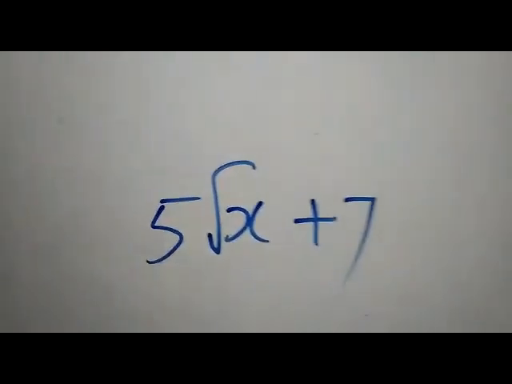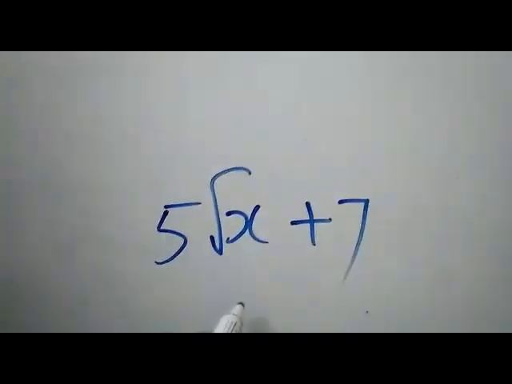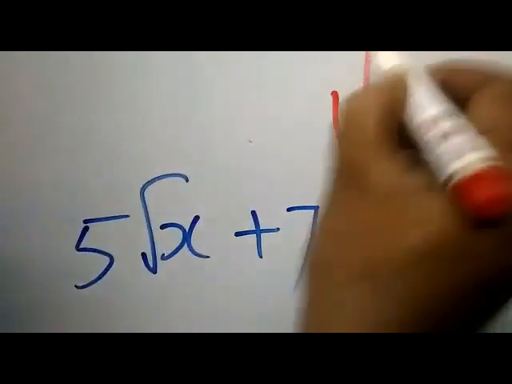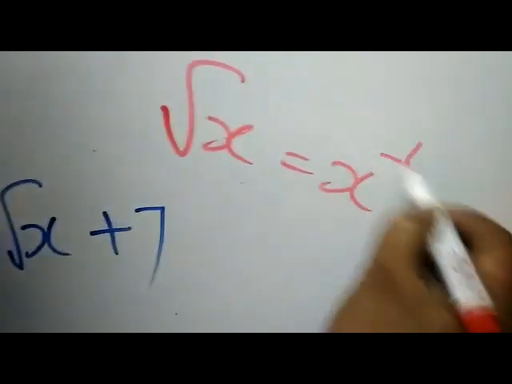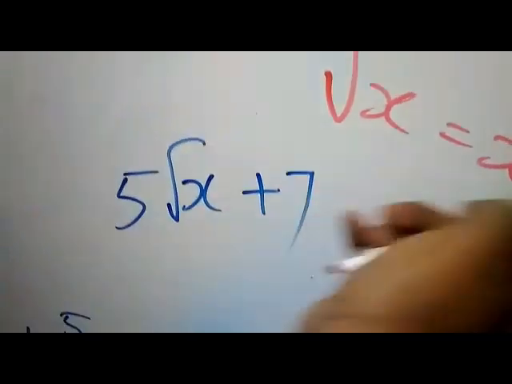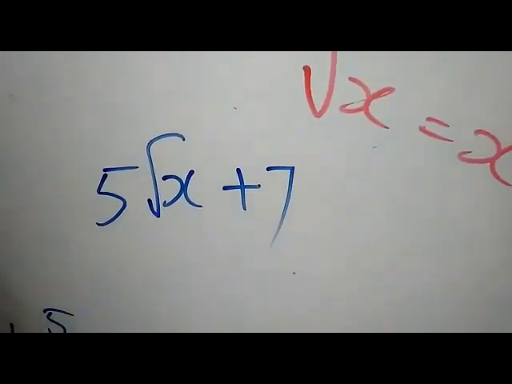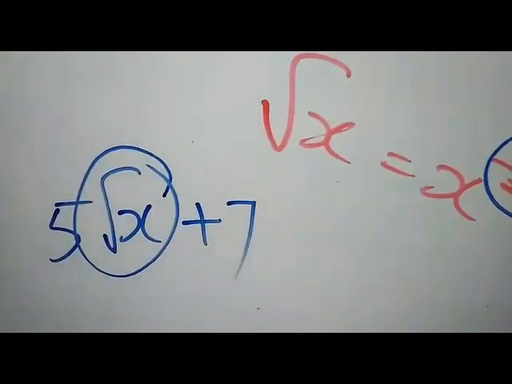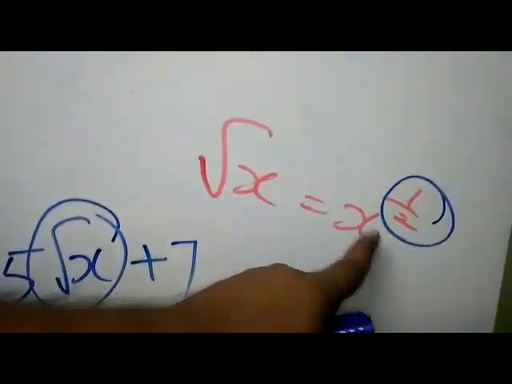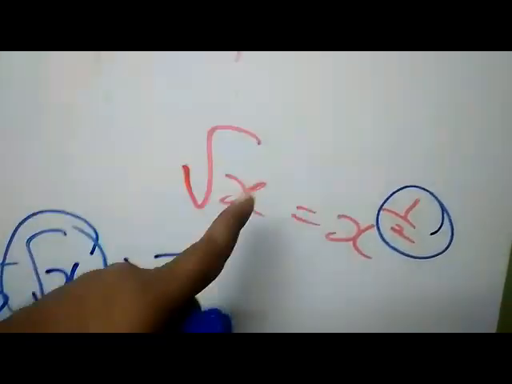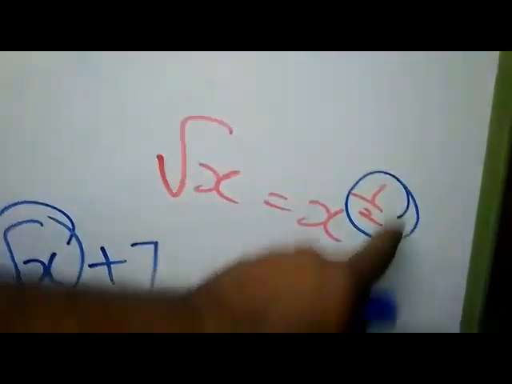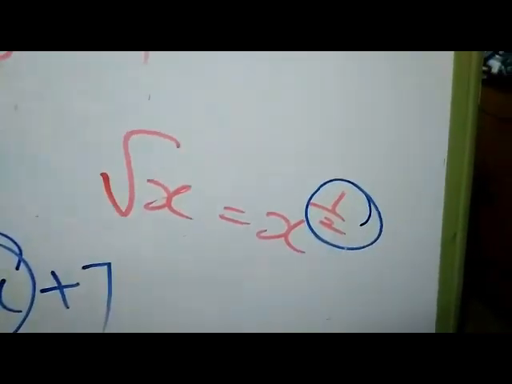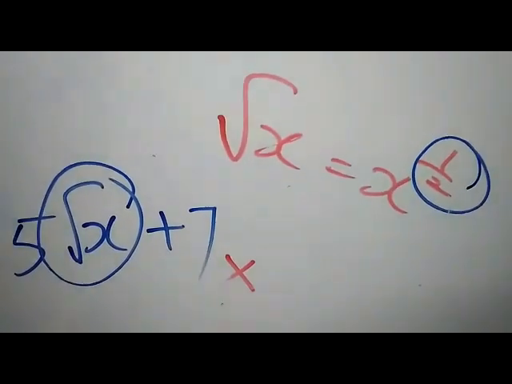Coming to the third example. Here the power of the variable. This is a radical sign. The root x is nothing but x to the power of 1 by 2. That's why the power of the variable is not a whole number. It is a fraction. The square root of x is nothing but x to the power of 1 by 2. The power of the variable is a rational number. It is not a whole number. That's why this is also not a polynomial.